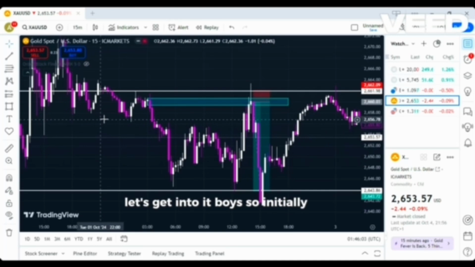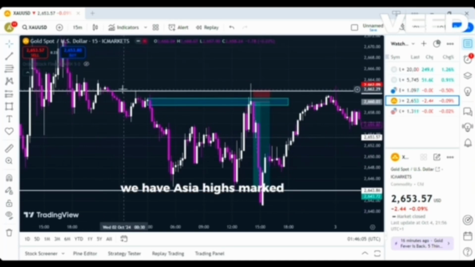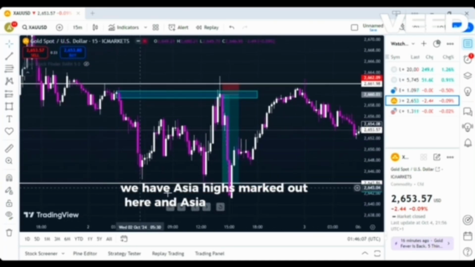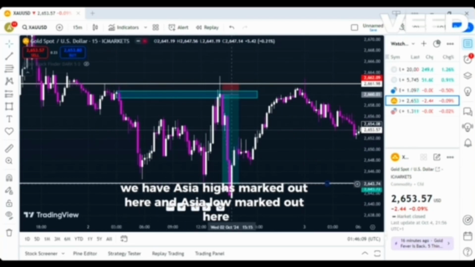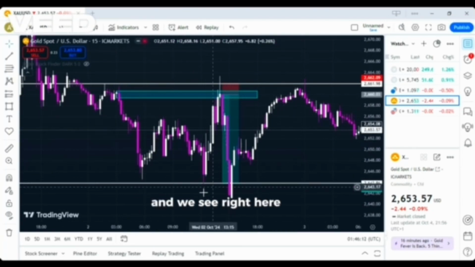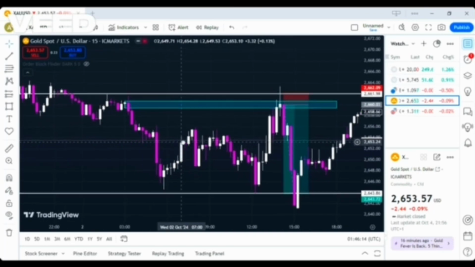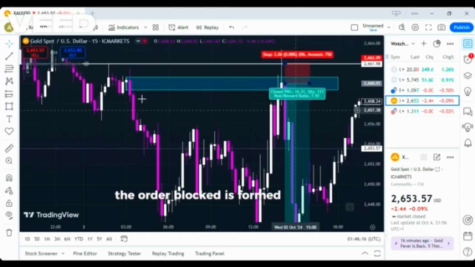So initially, we have Asia highs marked out here and Asia low marked out here. And we see right here, the order block is formed right there.